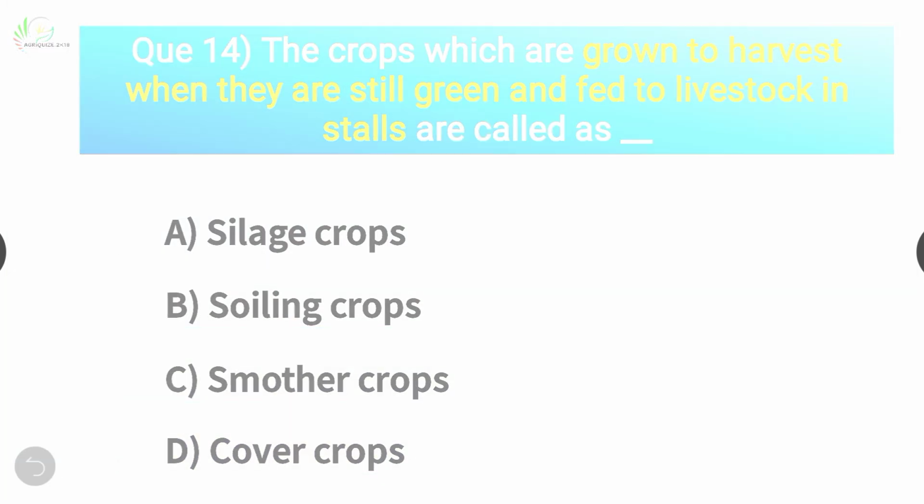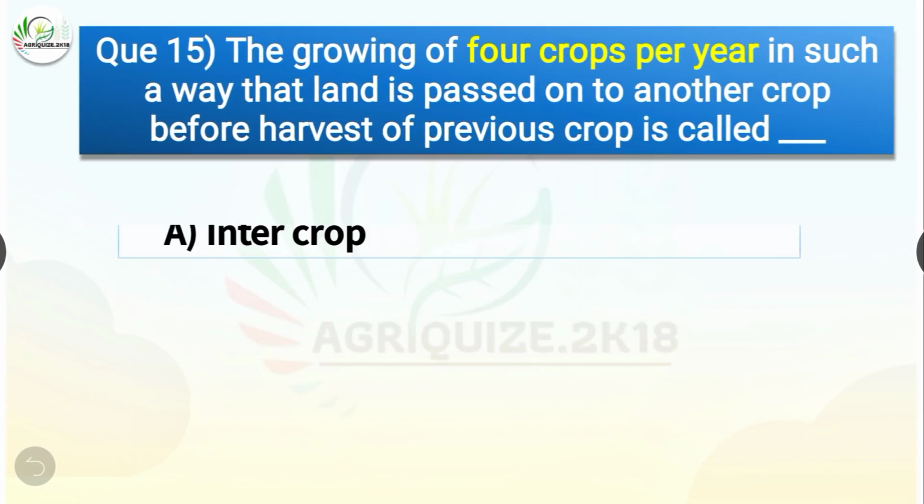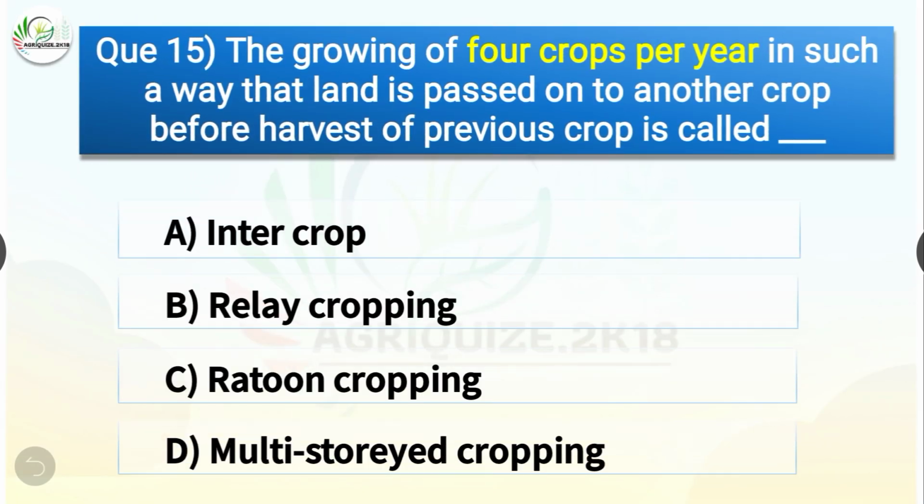Question number 15. The growing of 4 crops per year in such a way that land is passed on to the another crop before harvest of the previous crop is called as dash. The options are intercrop, relay cropping, ratoon cropping or multi-storied cropping. The correct answer is option B, relay cropping. So the growing of 4 crops per year in such a way that land is passed on to another crop before harvest of the previous crop is called relay cropping.